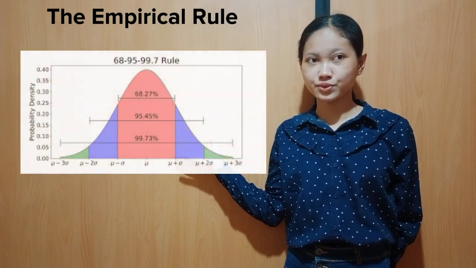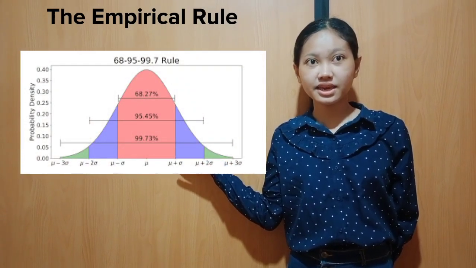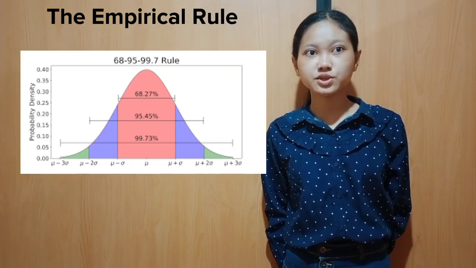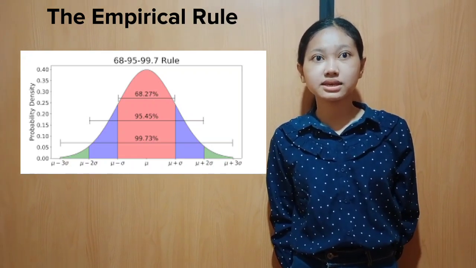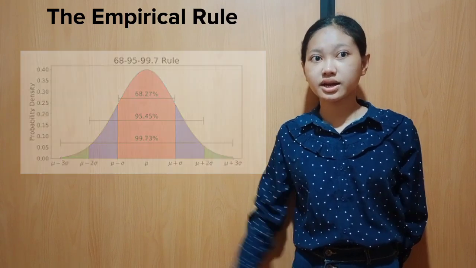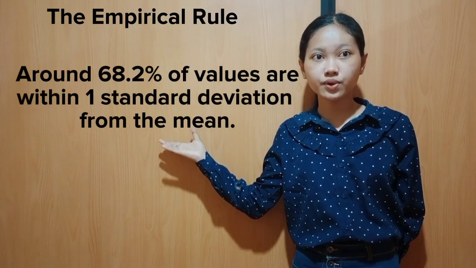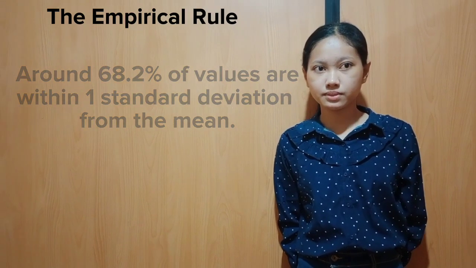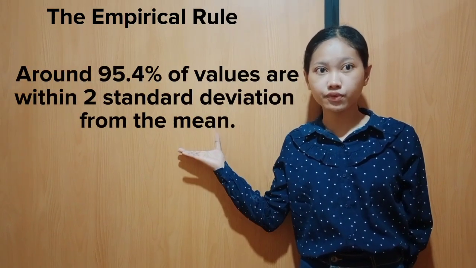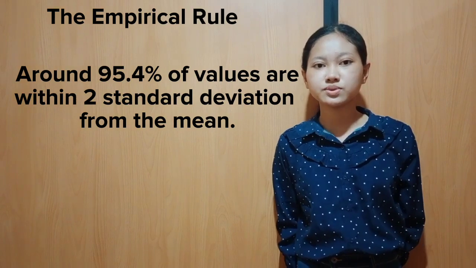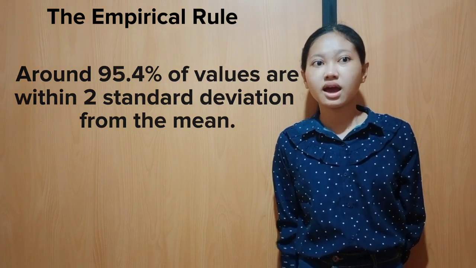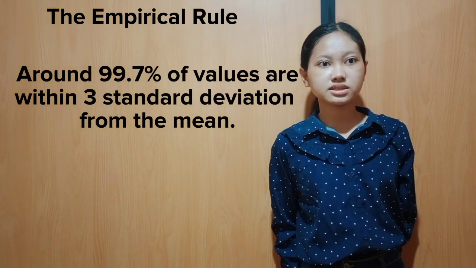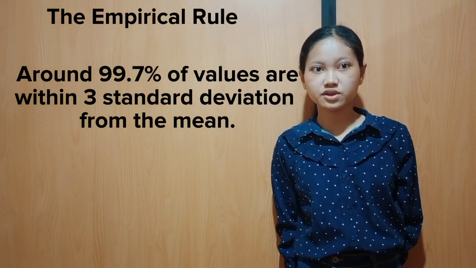The empirical rule, the 68, 95, and 99.7 rule, tells you where most of your values lie in a normal distribution. Around 68.2% of values are within one standard deviation from the mean. Around 95.4% of values are within two standard deviations from the mean. Around 99.7% of values are within three standard deviations from the mean.